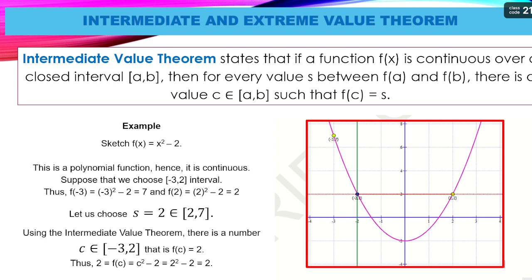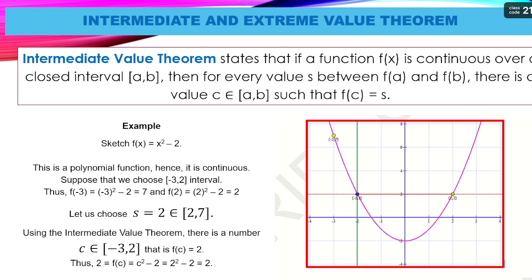Intermediate value theorem states that if a function is continuous over a closed interval from A to B, then for every value S between f of A and f of B, there is a value C, an element from A to B, such that f of C is equal to S.